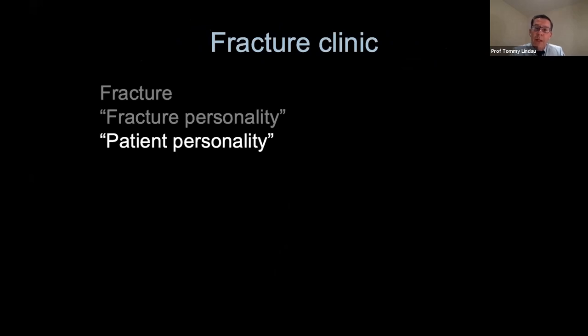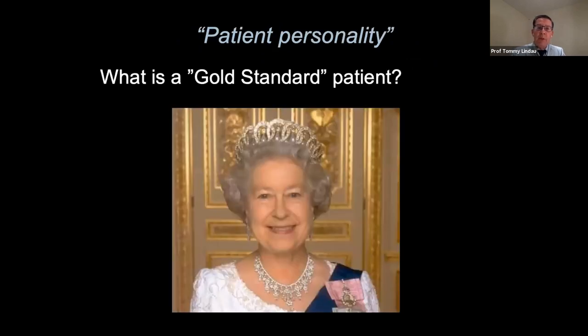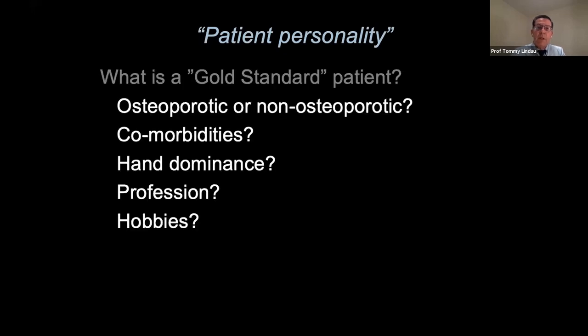We then talk about patient personality, because every patient is an individual and therefore needs a tailor-made treatment. So we need to ask ourselves, what is a gold standard patient? Ask for yourself. We need to look at, is it an osteoporotic type of fracture and patient? Are there comorbidities of significance? What's the hand dominance? What kind of profession is this patient doing? And what kind of hobbies do we need to take into account to get a more holistic view of the patient being the person behind the fracture?